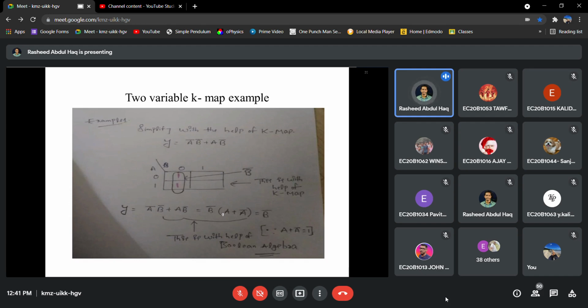So this is an example. Then we will try to minimize the expression A bar B bar plus A B bar. Please write the truth table of this expression, Y equal to A bar B bar plus A B bar. Everyone please write the truth table, because that is required to draw the K-map.